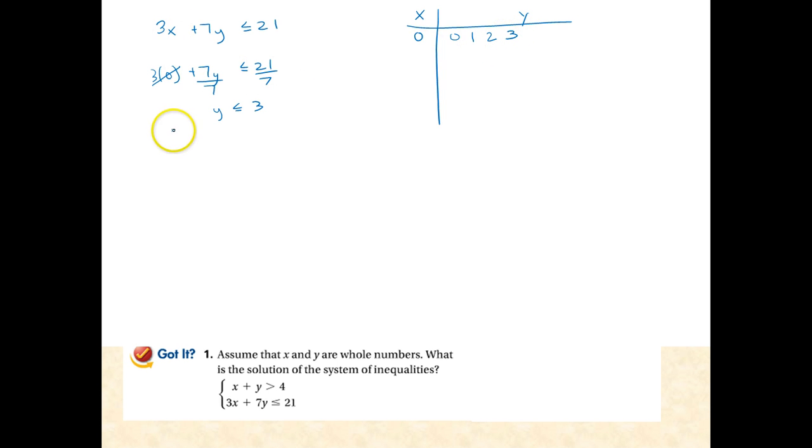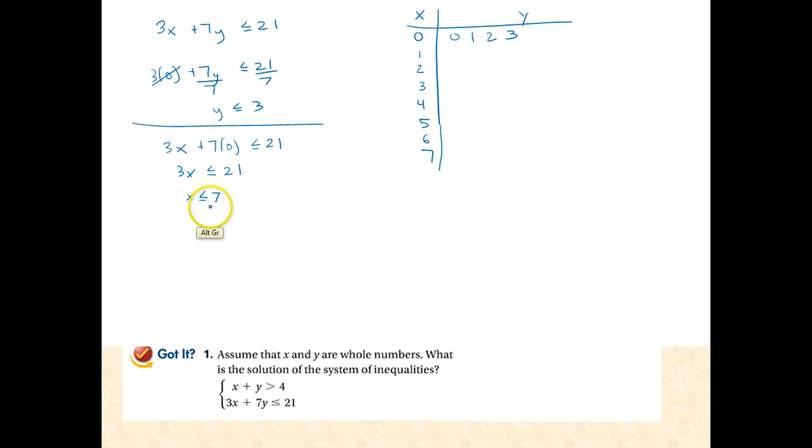When x is 1, wait, let's plug in a 0 for y and see how big x can go. So 3x plus 7 times 0 is less than or equal to 21. So 3x has to be less than or equal to 21, which means that x has to be less than or equal to 7. So 1, 2, 3, 4, 5, 6, 7. There's my table.